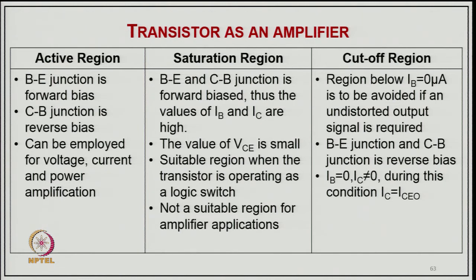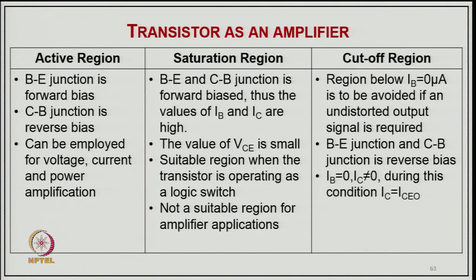So, the VBE and VCB junctions are forward biased, and the values of IB and IC are high, and the value of VCE in saturation is small, much smaller than the drop of the diode. Normally we consider it to be only 0.3 volt for a silicon transistor. This is a suitable region where the transistor operates as a logic switch, just closed, and not suitable for amplification, because here the current gain is quite small.